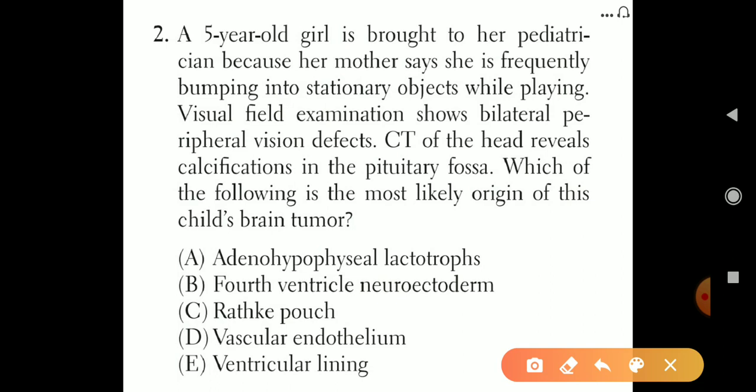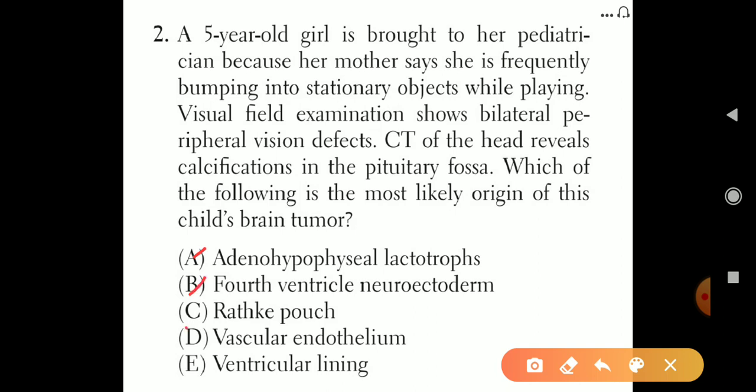In this question, the first option is adenohypophyseal lactotroph. Yes, it is also a tumor of the anterior pituitary gland, but it is more common in older ages. It is not common in early or younger ages. It also causes an increase in the level of growth hormone, ACTH and lactotroph hormones. So it is not our answer. What about the fourth ventricular neuroectoderm? If a tumor of the fourth ventricular neuroectoderm occurs, then definitely it does not cause visual disturbance.